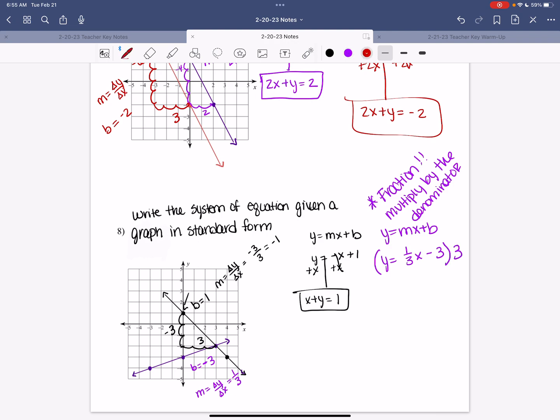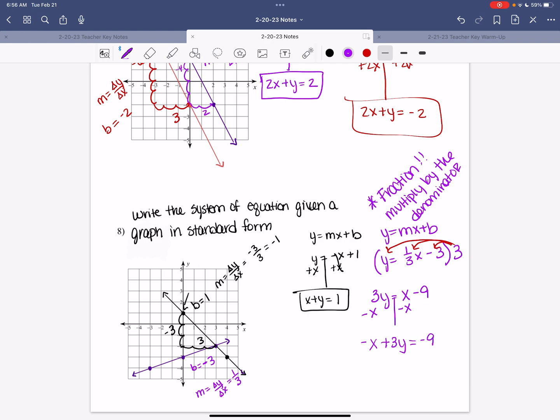From here, I'm going to distribute. It's going to be 3 times y, 3 times 1/3 x, and 3 times -3. This is going to be 3y is equal to x minus 9. And that takes care of the fraction. It's 1x, but again, x is the proper way to write that. Now from here, you're going to subtract x on both sides. You're going to get -x plus 3y is equal to -9.